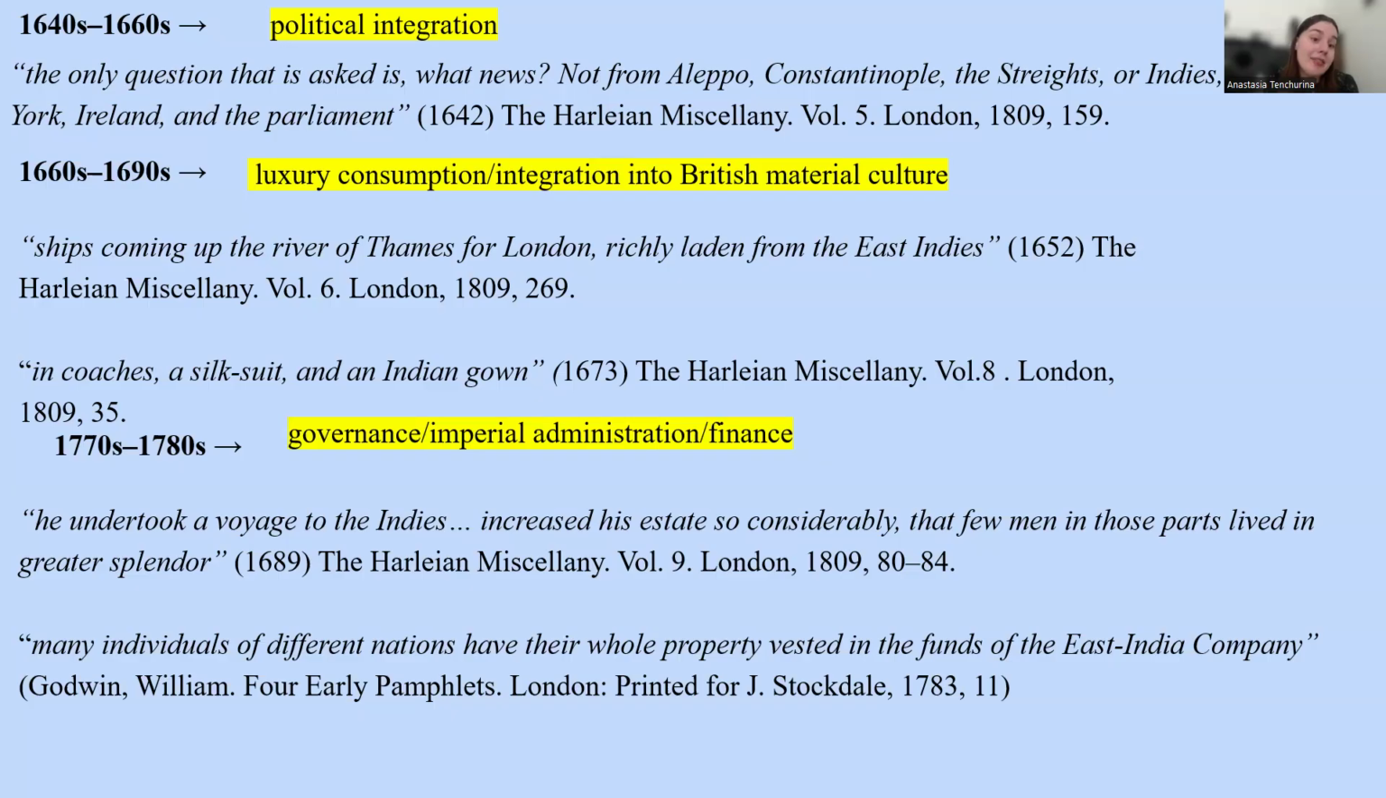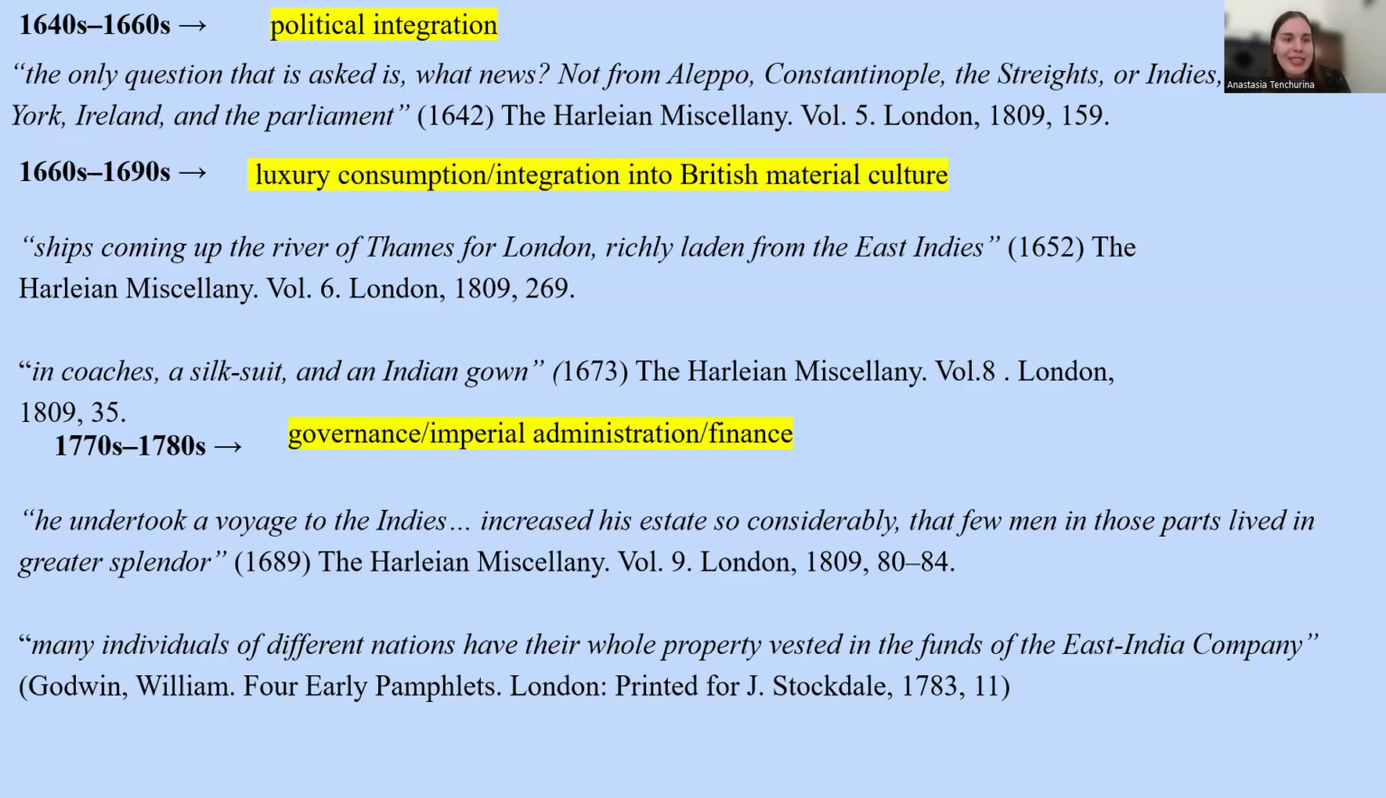By the 1670s, India enters fashion, domestic material culture. You can see here the phrase "in coaches, a silk suit and an Indian gown." So traveling in coaches while wearing some silk clothing, riding in expensive horse-drawn carriages, a sign of wealth, high social status, and Indian clothing. So it would signify that India becomes part of the English way of display, of consumption, of perhaps also social distinction.